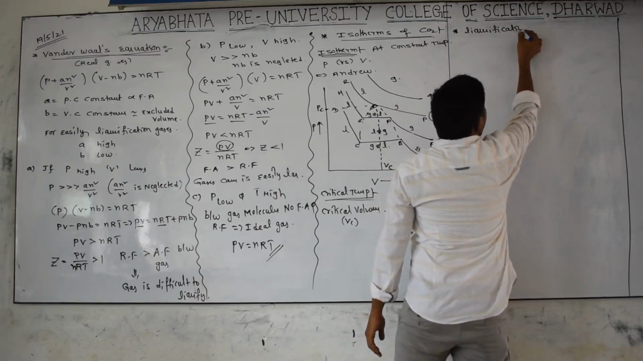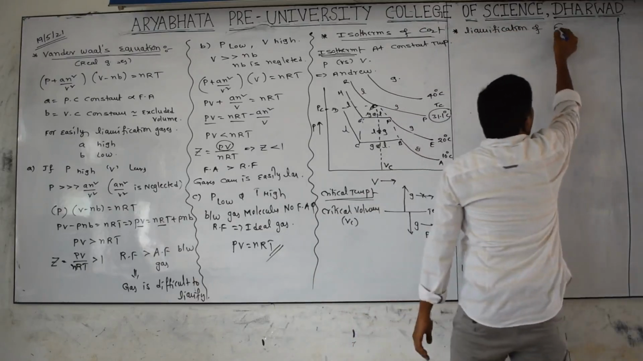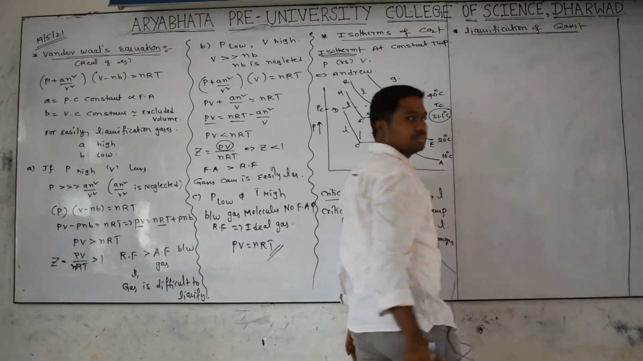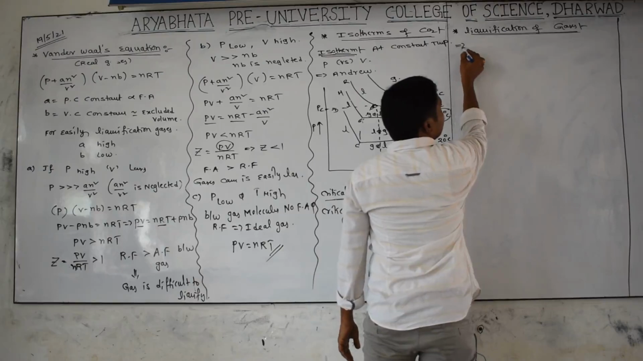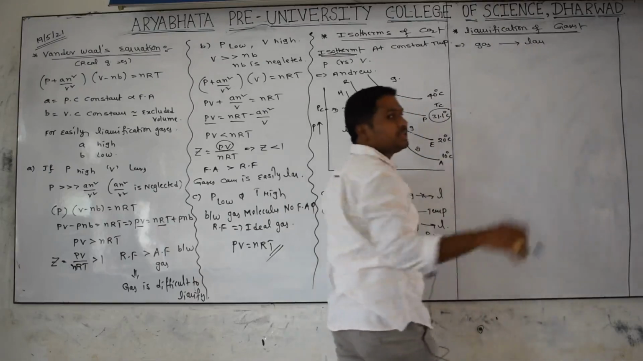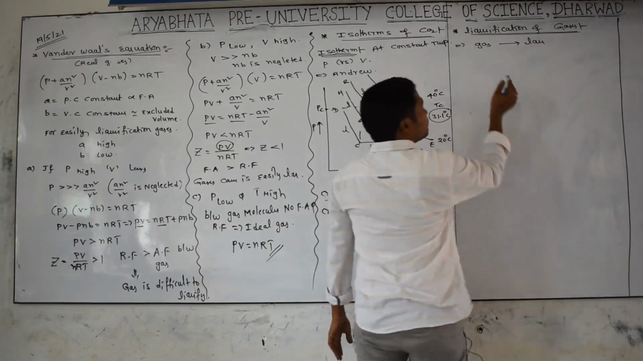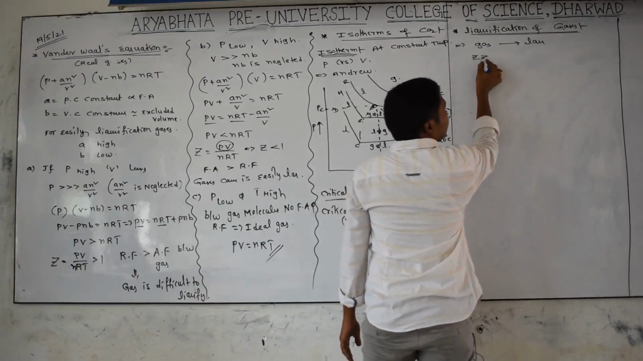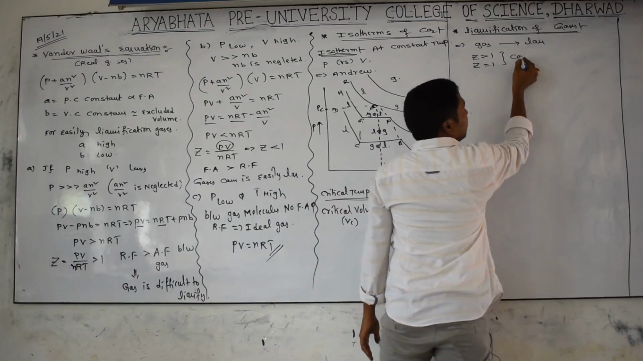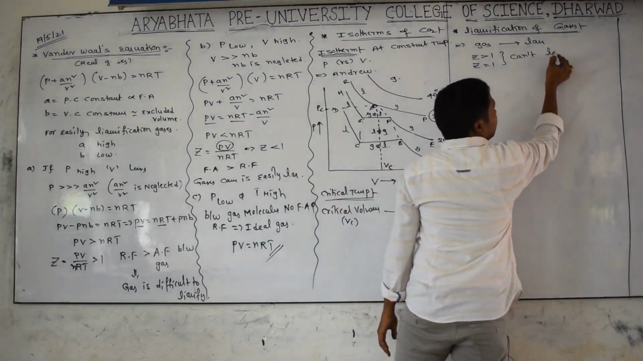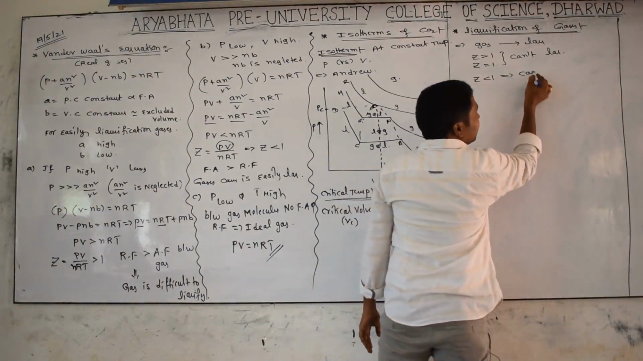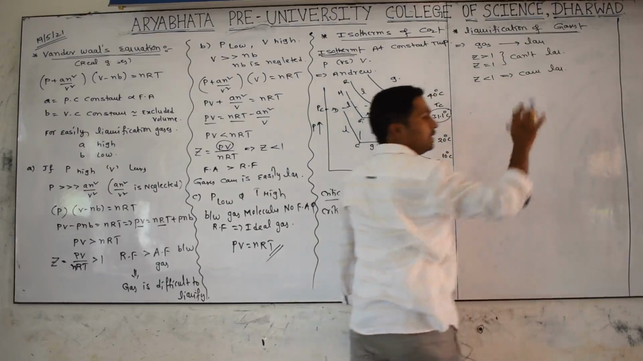Now we are discussing one more important concept, liquefaction of gases. What is the meaning of liquefaction of gases? We are converting gases into liquids by changing some factors. I told you already, a gas having a Z value greater than 1 or Z equal to 1 cannot be liquefied. If the Z value is less than 1, we can liquefy the gas.